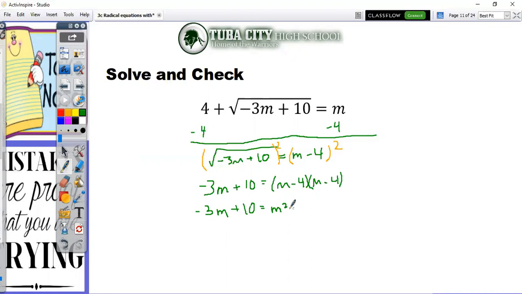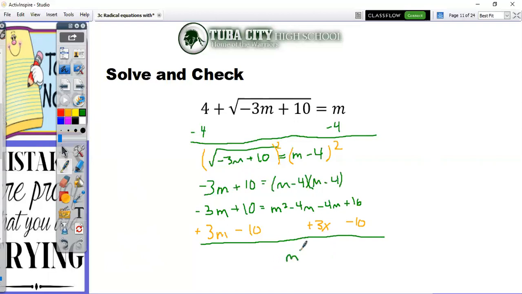M squared. So first numbers, outside numbers, negative 4m, negative 4m, plus 16. And in this case, it looks like I am going to have to move everything to one side because I need to solve this quadratic. So I'm going to add 3m and subtract 10. There you go. I'm going to put them under the other like terms.